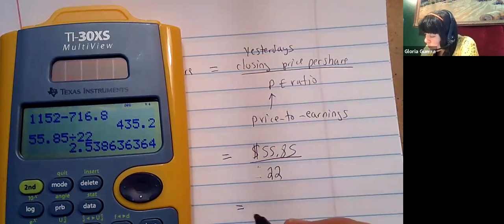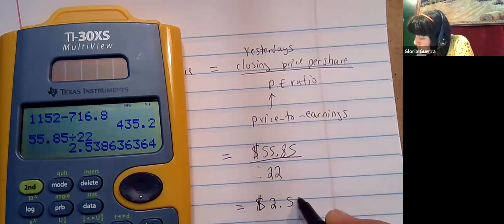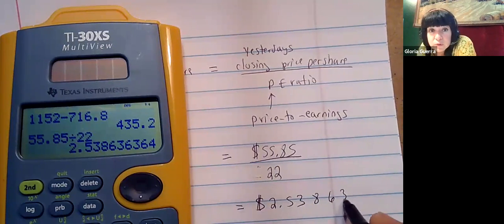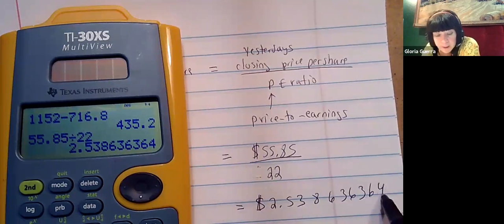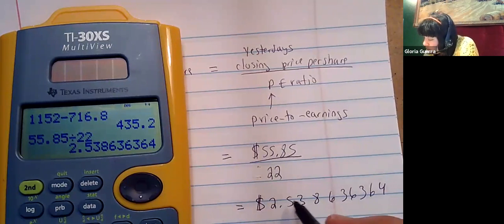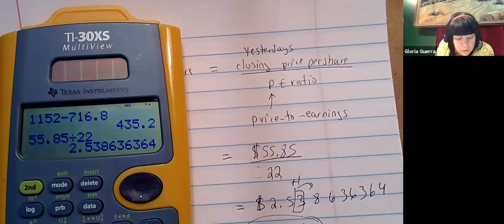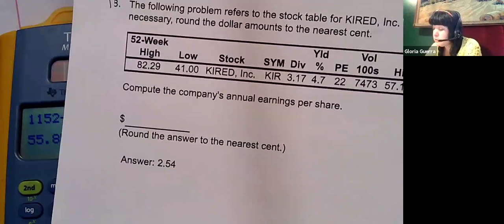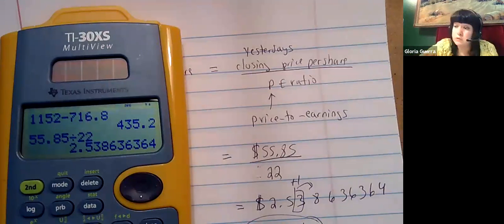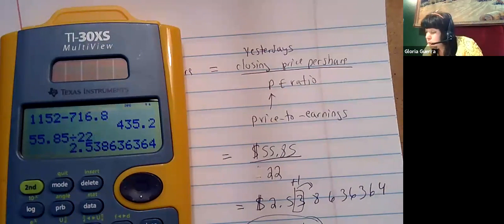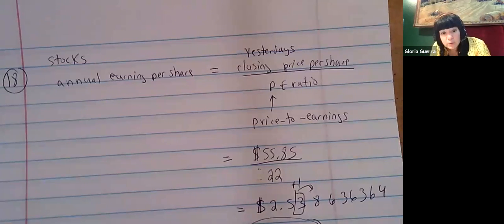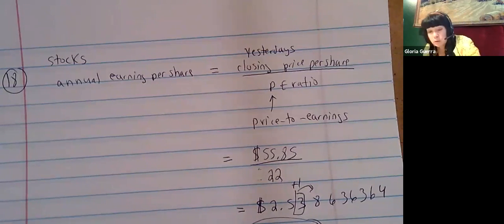And so I get 2.538636364. Okay. And I'm rounding to the nearest cent. Tenths, hundredths. Look at the right. Is that 5 or more? Yes. So add 1 to that. So 2.54. That matches this. Okay, so that's the short and sweet problem. Okay, all right. So 2 more. So let me see. 19.